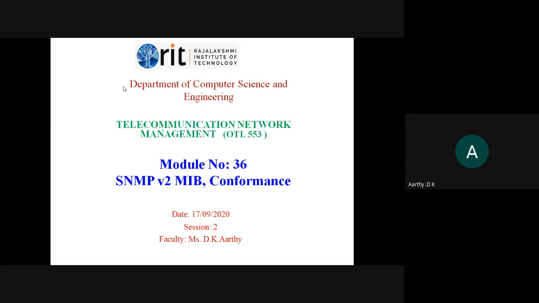data. And then we were looking at how the object type and object identifier are defined in SNMP version 2, and we saw an example for each. So we saw the SMI for SNMP version 2. Today we'll be looking at the version 2 MIB and its conformance.